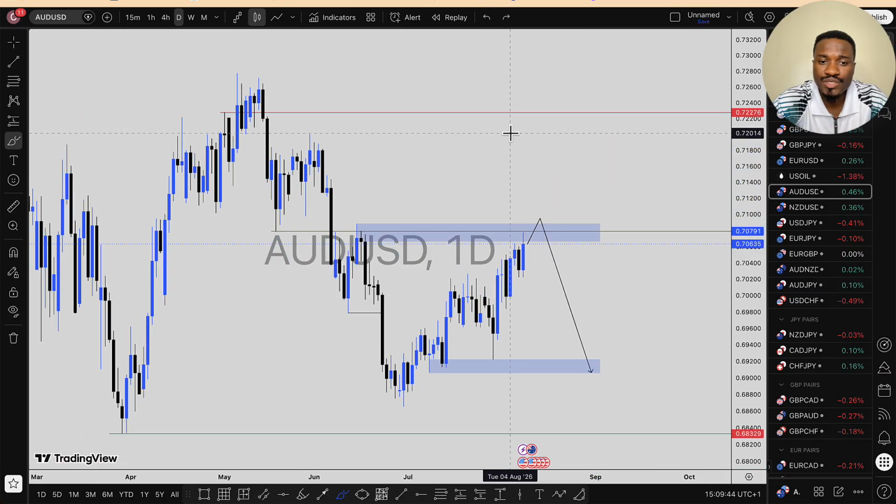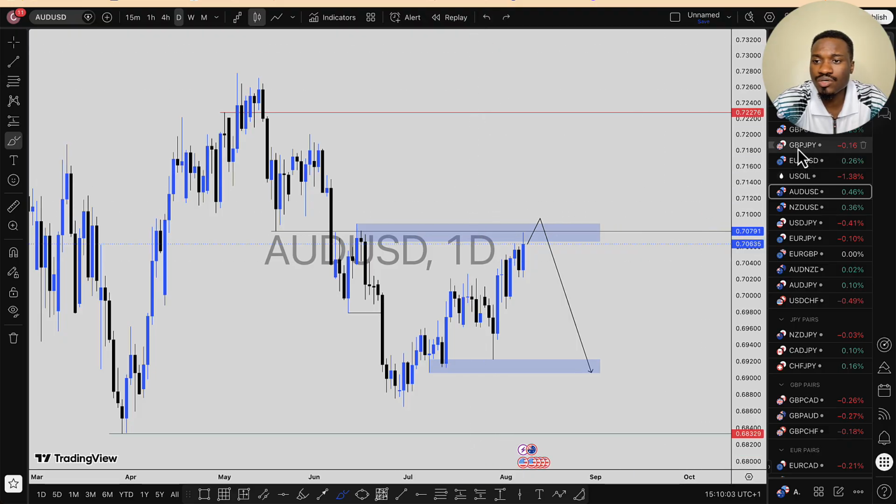So this is what I can see on the Australian dollar paired against USD. The failure of the buyers to defend this level right here could lead to more sells, more downside, to the major support which acts at the price of 0.68329 on the AUD paired against USD.